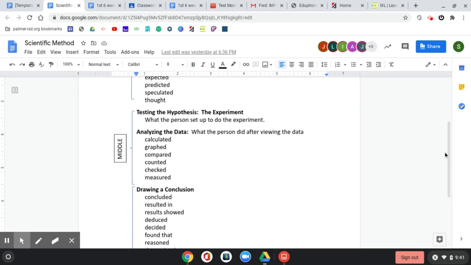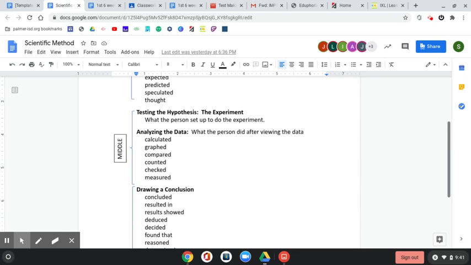Okay, then you're going to go down to testing the hypothesis. This is when they do the actual experiment. Okay, so if you have to pick out where they tested the hypothesis and what sentence it was, then this is when they actually do the experiment. Analyzing the data, this is what they did in the experiment. So you'll look for words like calculated, graphed, compared, counted, checked, or measured.